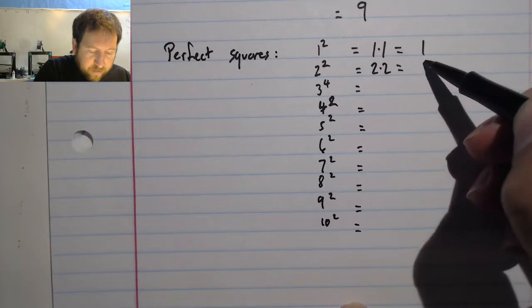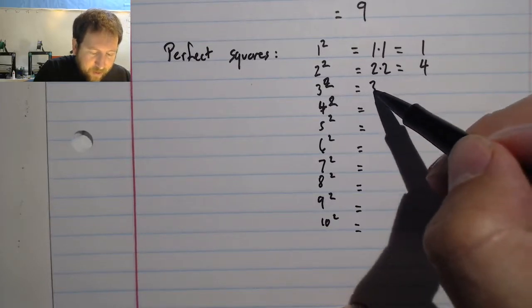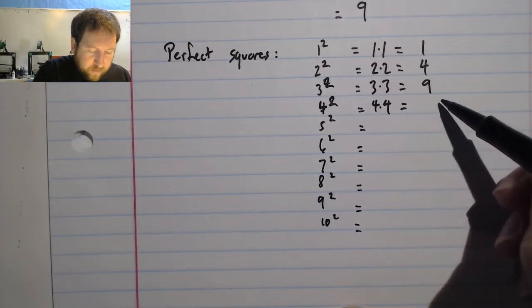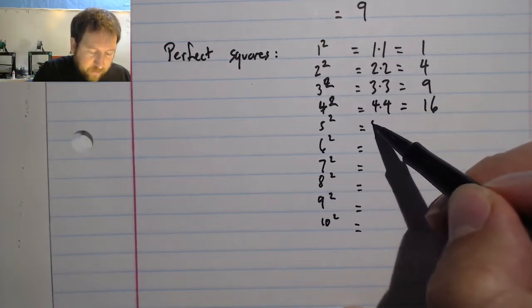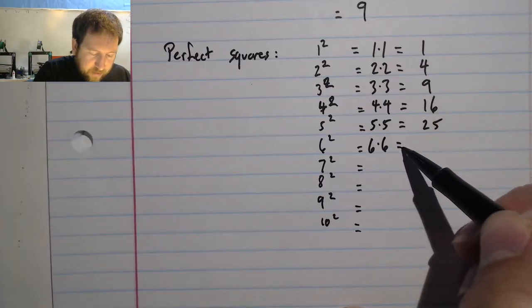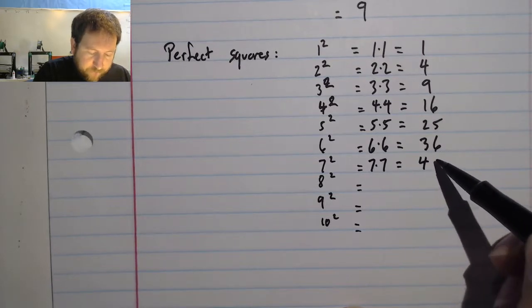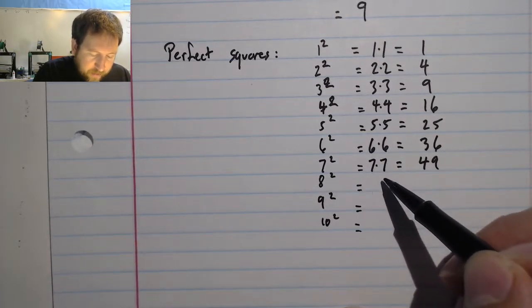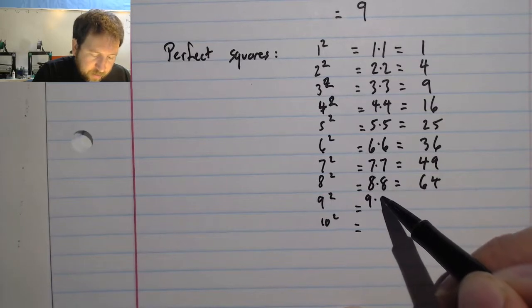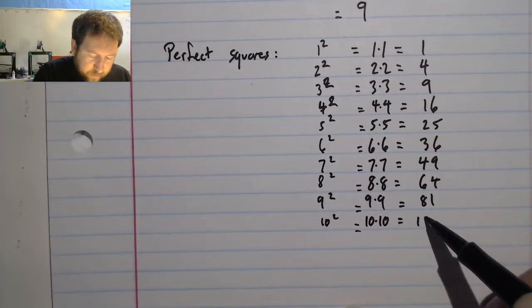2 times 2 is equal to 4. 3, not to the 4th power, it's supposed to be 3 squared. 3 times 3 is equal to 9. 4 squared, 4 times 4 is equal to 16. 5 squared is 5 times 5, equal to 25. 6 squared, 6 times 6 is equal to 36. 7 squared, 7 times 7 is equal to 49. 8 squared is 8 times 8, 64. 9 squared is 9 times 9, equal to 81. And 10 times 10 is equal to 100.